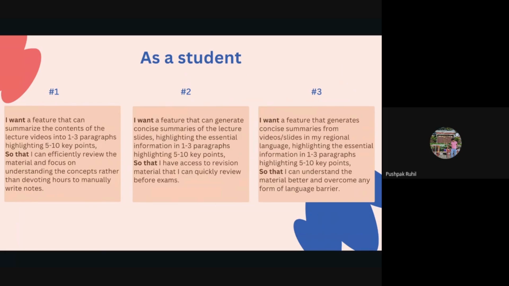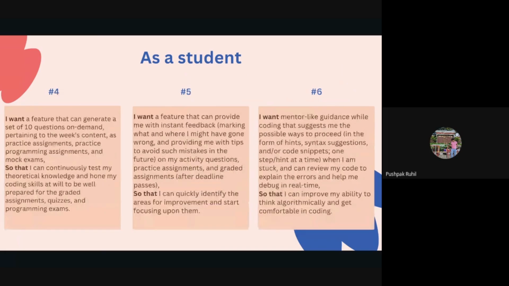The other would be generating concise summaries of the lecture slides, highlighting important key points, again something closely related to generative AI. The third user story is somewhat similar: concise summaries from videos and summaries in regional languages. So these are the three user stories from the student's point of view. We have three more coming up ahead.